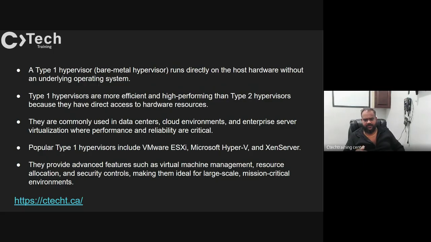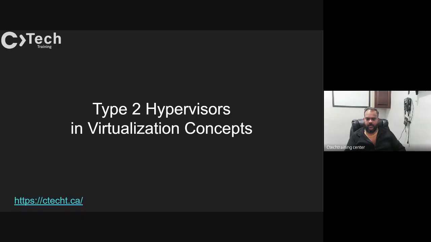There's Proxmox. There's a lot of them. Type 1 hypervisors provide advanced features such as virtual machine management, resource allocation, and security controls, making them ideal for large-scale, mission-critical environments. Now we're going to talk about Type 2, and after this, I'll show you an image of it.